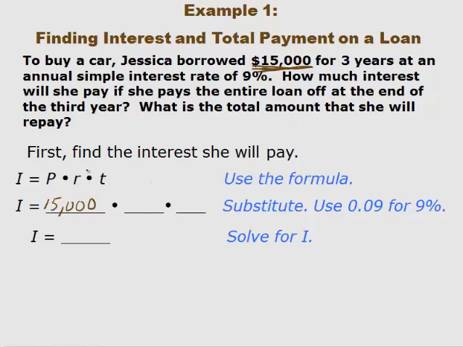Okay, our rate. Our rate was an interest rate of 9%. So we're going to use 0.09. We need to make that percentage, that 9%, we're going to take and move the decimal point over 2 to make it a decimal. And T is the time. Our time is 3 years. So we have a 3 here. So we're going to simply multiply these 3 numbers together, and you will see that our interest is $4,050.